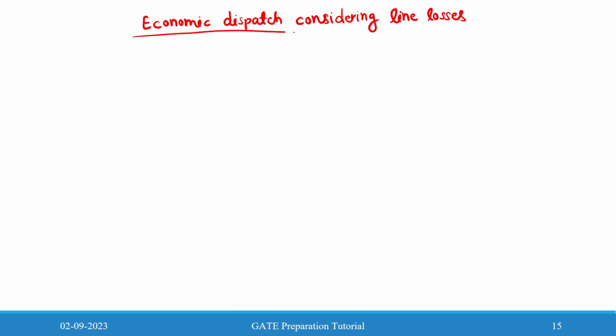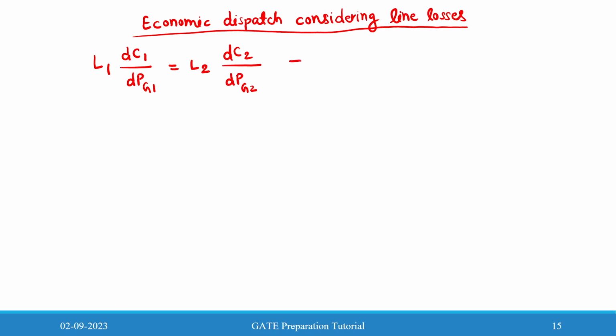So this question is from economic dispatch considering line losses. So we know the expression: del I del Pg1 is equal to L2 dC2 by dPg2, or you can say that L1 into IC1 is equal to L2 into IC2.